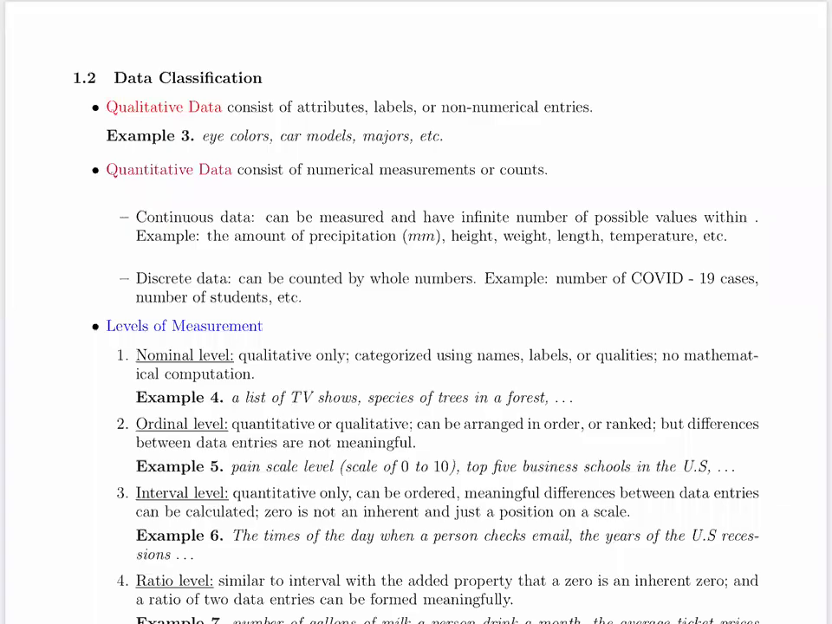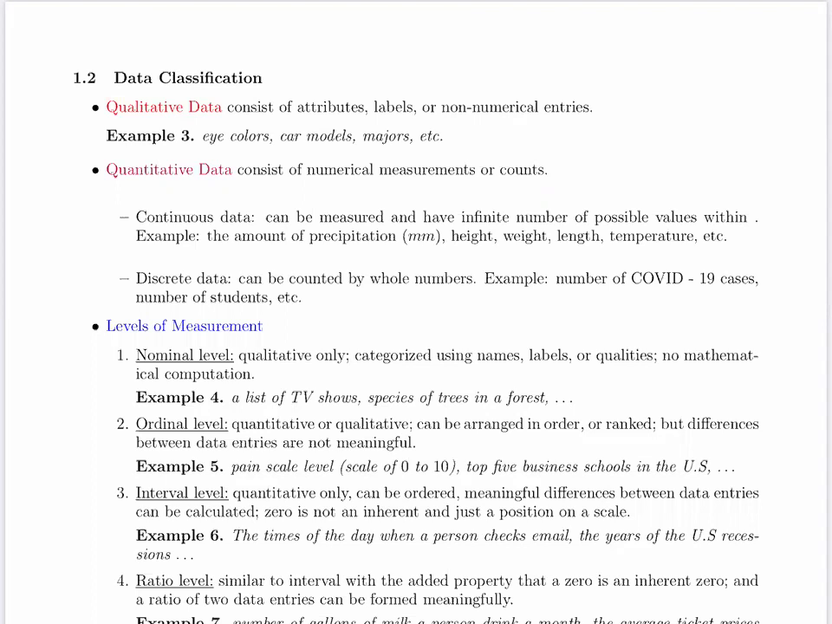This lecture on the second section of chapter 1 is about data classifications. In this section, we'll talk about how data are classified into different types and also into different levels of measurement.